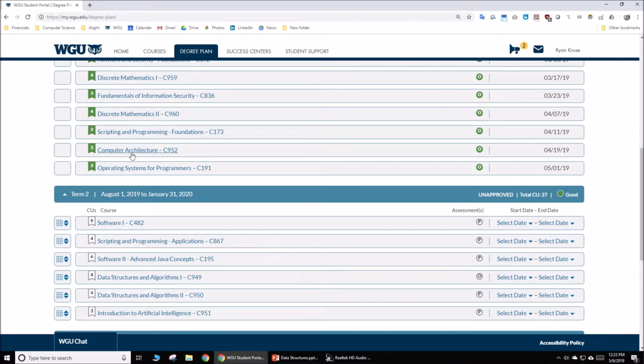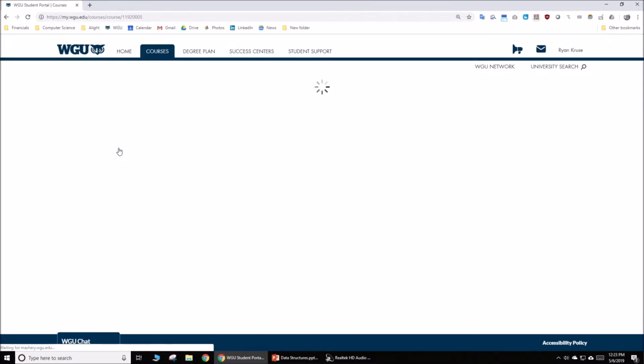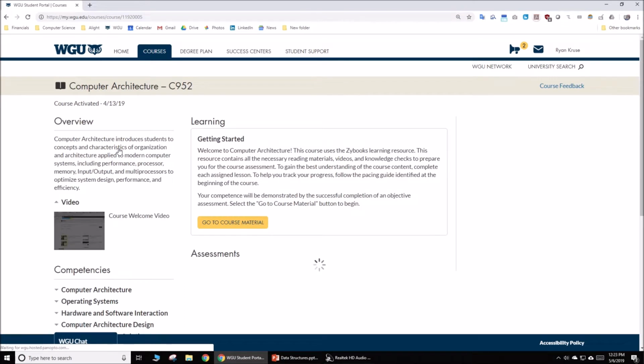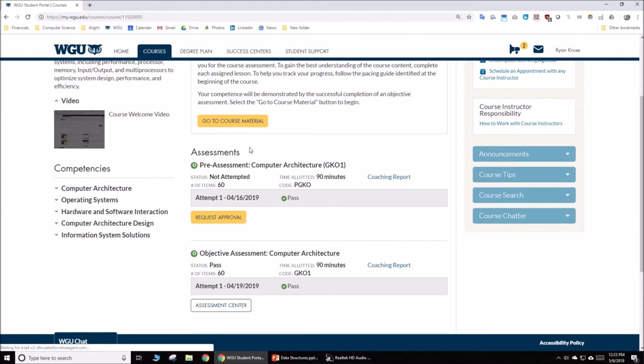And so yeah, the first course I'll go into is computer architecture. My approach for going through the WGU degree was that I wanted computer architecture and operating systems completed first, because I felt that it would give me a really interesting perspective on how programs work and get executed on a computer. So I think this is an interesting course.